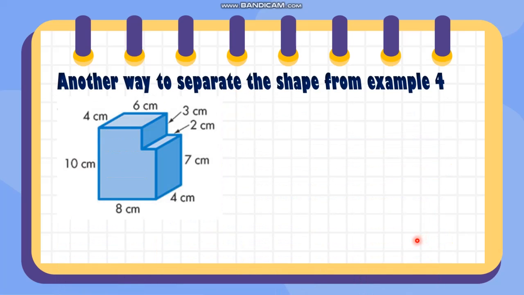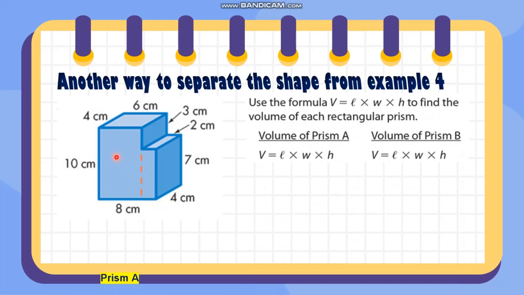Now, what is the other way to separate the shape from example number 4? So before, we separated horizontally. Now, we're going to separate it vertically. So this is now your prism A, and the other side is prism B. Let's find out the volume of prism A.